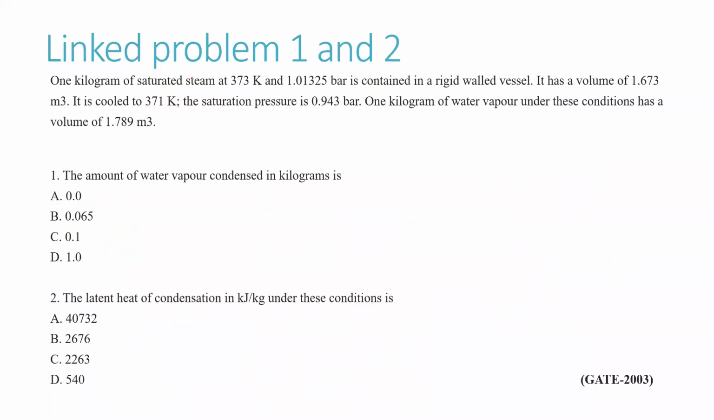Okay, now with that, we'll move on to link problem 1 and 2. All right, this problem came in GATE 2003. So 1 kilogram of saturated steam at 373 Kelvin and 1.01325 bar is contained in a rigid walled vessel. It has a volume of 1.673 meter cube. It is cooled to 371 Kelvin. The saturation pressure is reduced to 0.943 bar. In that case, the 1 kg of water vapor occupies 1.789 meter cube.